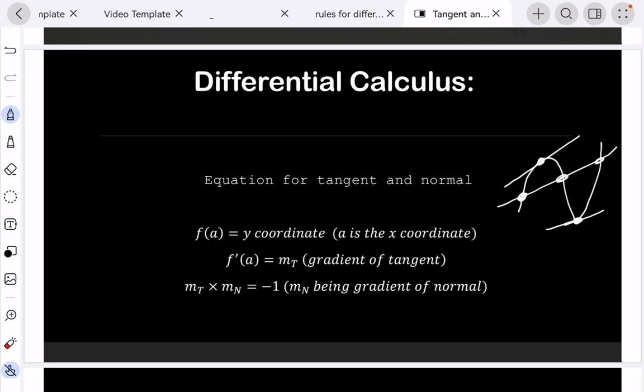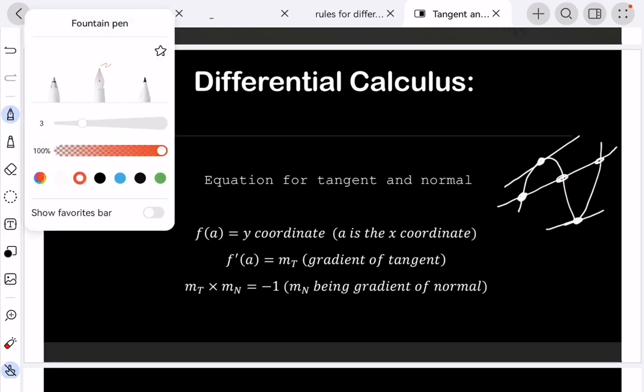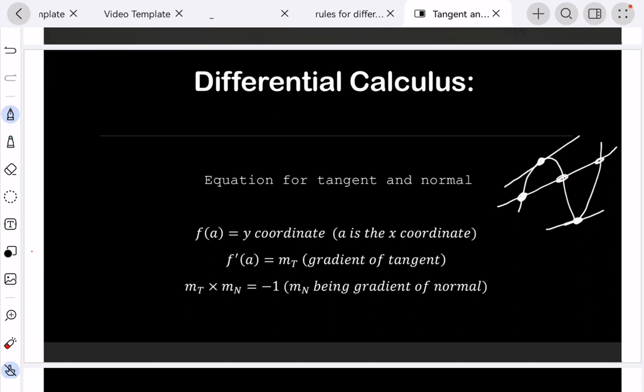That's a tangent. What about a normal? What is a normal? A normal is a line that is perpendicular to a tangent. So a normal will be like this. In this case, a normal can be anywhere. You can have a normal there, you can have a normal there.